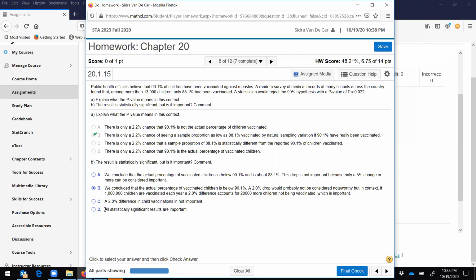So the problem here is the word all, right? So we don't want to use the word all. So here, even though it's not a huge jump from 90 to 88.1, it's a 2% jump. That is still 2,000 children. That's significant.